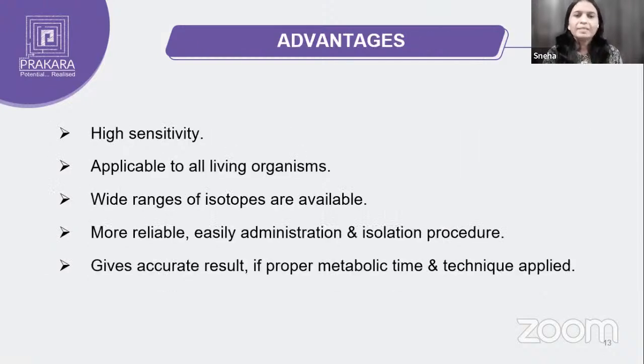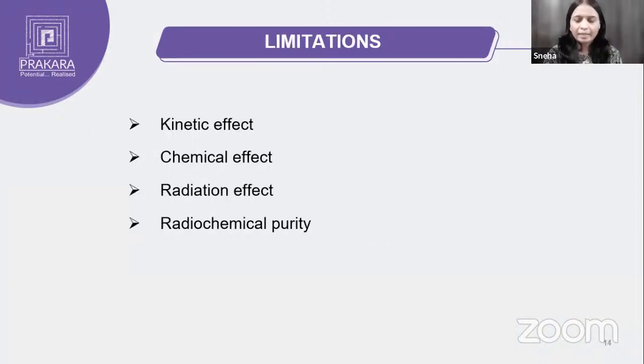Now, the advantages are: this method is highly sensitive, it is applicable to all living organisms, and a wide range of isotopes are available. This is a more reliable method, because mostly carbon, hydrogen, oxygen, and nitrogen are what we use as radioisotopes. They are easily available, and they are available for each and every structure of the secondary metabolite. So it is a very simple and easy method, and most of the time it gives an accurate and correct result. But there are certain limitations also.